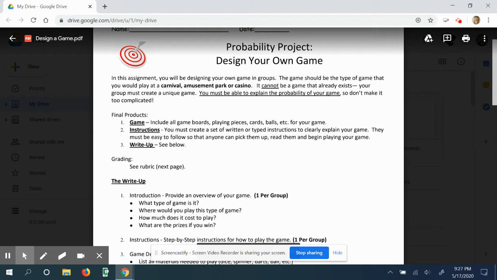So, like I said, you can work in groups of up to four, but you cannot use a game that already exists. It must be unique, and you must be able to explain the probability of your game, so don't make it too hard.